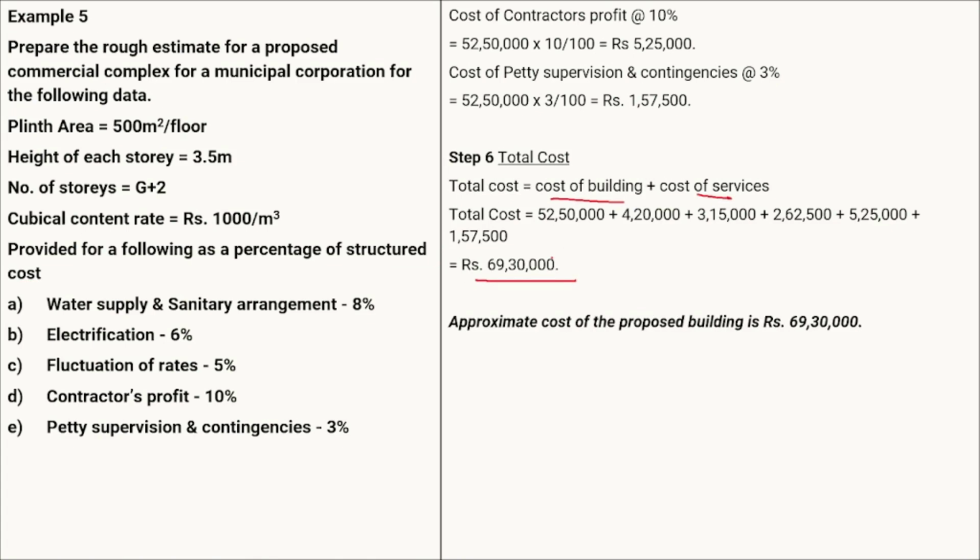Therefore we can say that the approximate cost of the proposed building is equal to 6930000. Okay, the focus of this numerical was dropping certain steps. We know that for contingency and supervision we take the overall cost, but if the numerical says it should be taken as a structural cost, then we take it as a structural cost. If it is not given in the numerical, in that case we take it as overall cost. So remember that we can drop certain steps, out of the 8 steps, depending upon the data given in the numerical.